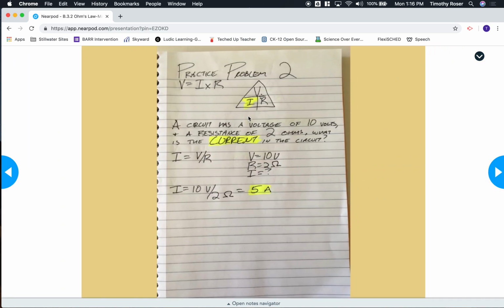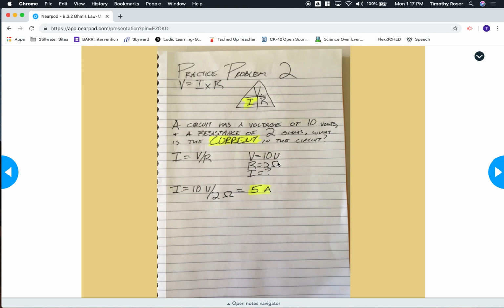All right, we are solving for current in this problem, so we're going to cover current up, leaving us with V and R. V is over R, therefore we divide voltage by resistance. So we use the formula current equals voltage divided by resistance. Voltage from our problem is 10 volts. Resistance from our problem is 2 ohms.